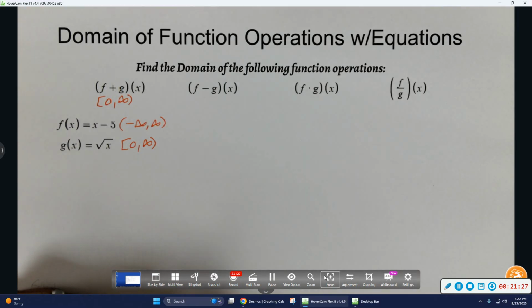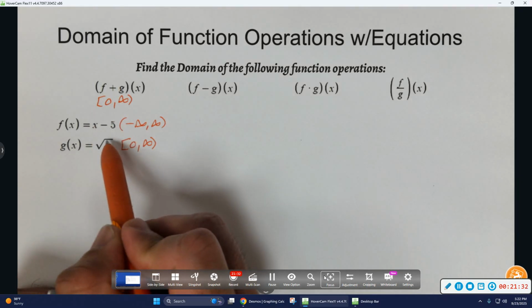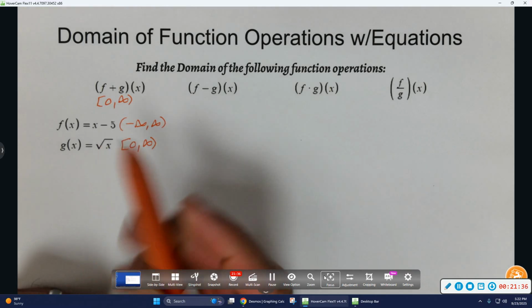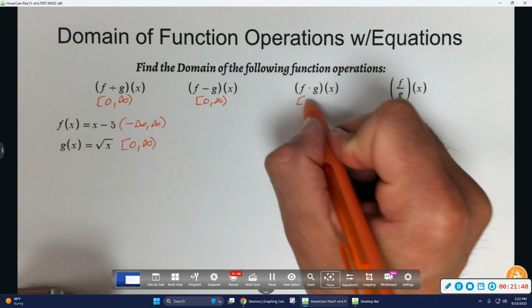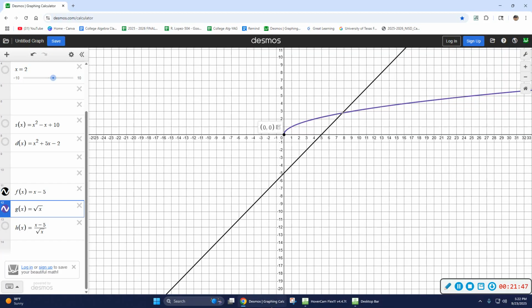The positive numbers, including 0. 0 can be plugged in here, and I get a number, and 0 can be plugged in here, and I also get a number. And I can add them, subtract them, and such. So these will all be from 0 to infinity. Again, we're looking for the domain of where they both coexist, and that's the right side of the graph.